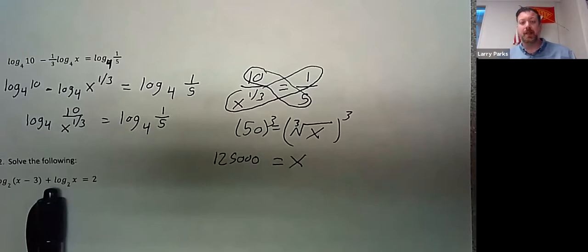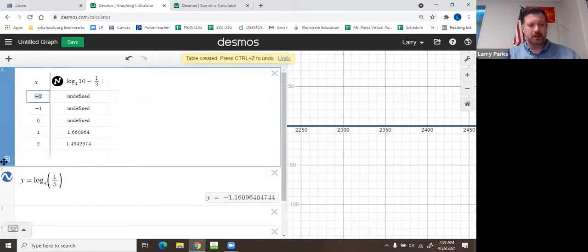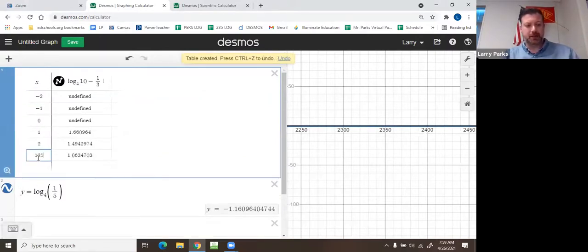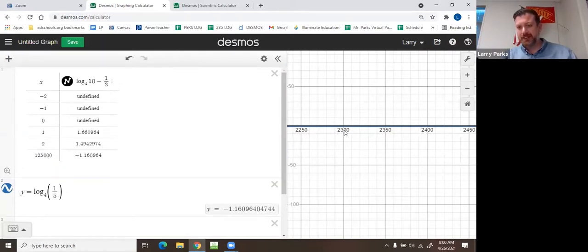So to confirm that, I go to the table and I type in 125,000, notice that equals negative 1.16. Okay. So here I was at 2,300. I needed to keep going all the way to 125,000, which is why I taught you how to solve algebraically and graphically, because sometimes it's frustrating to solve graphically.